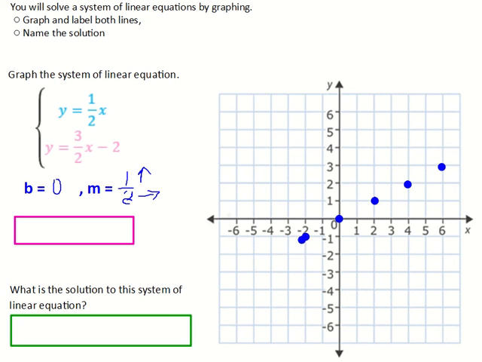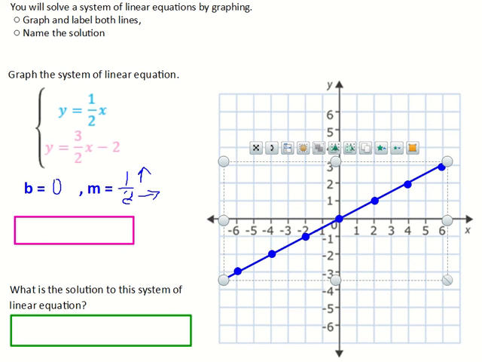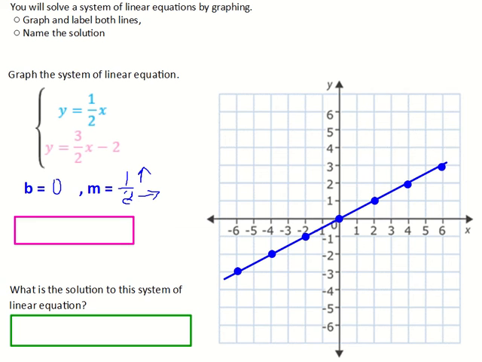I'm going to plot the remaining points on my graph. I like to use up my whole graph. And then I'm going to connect my points. And then I'm going to label it with y equals 1/2 x. Now I'm going to plot my second line. For my second line, I have y equals 3/2 x minus 2.